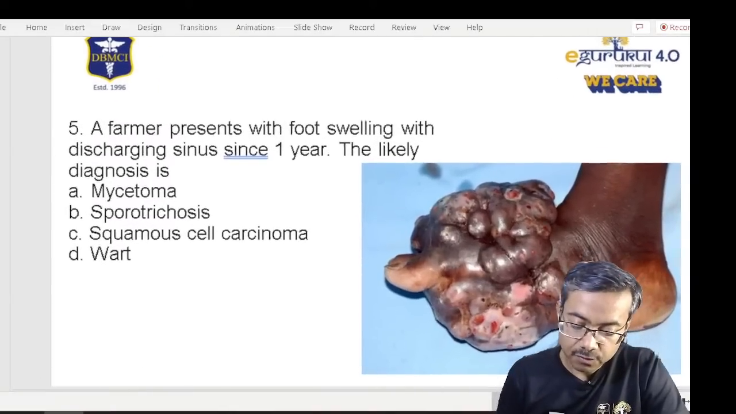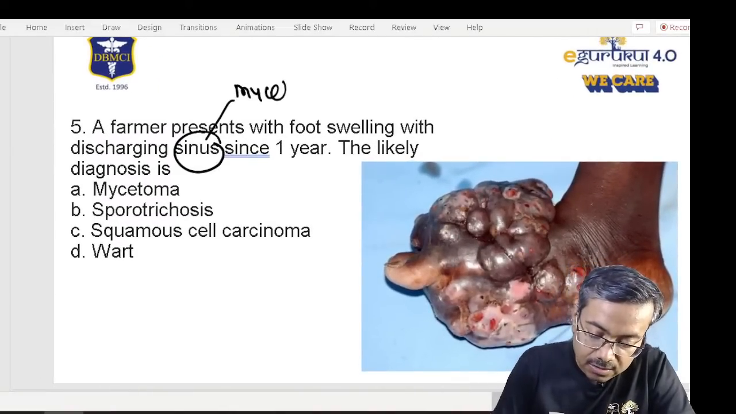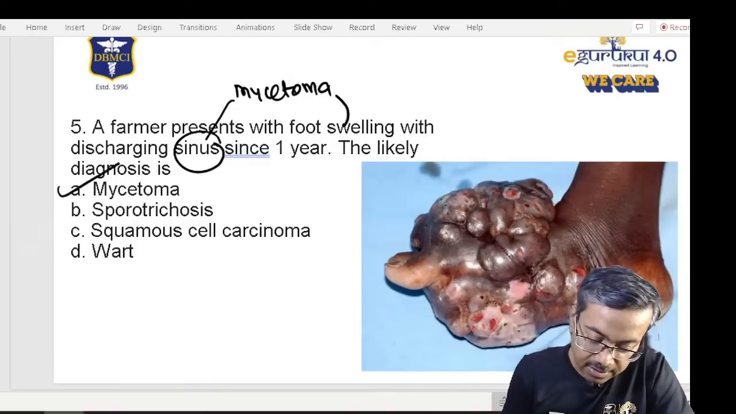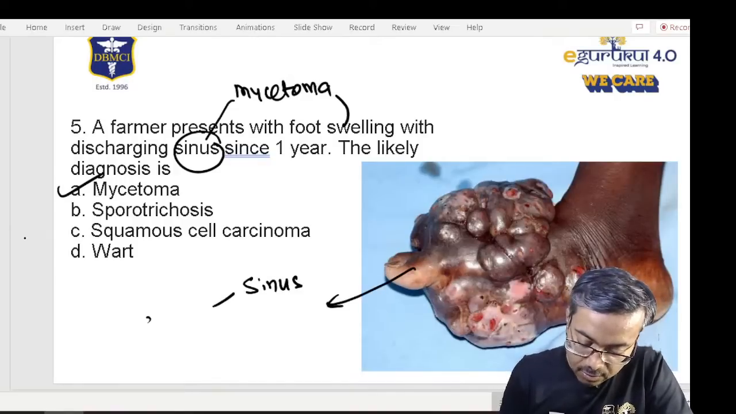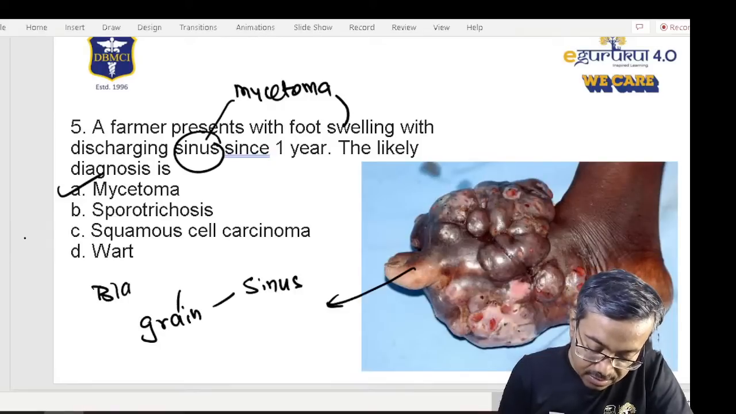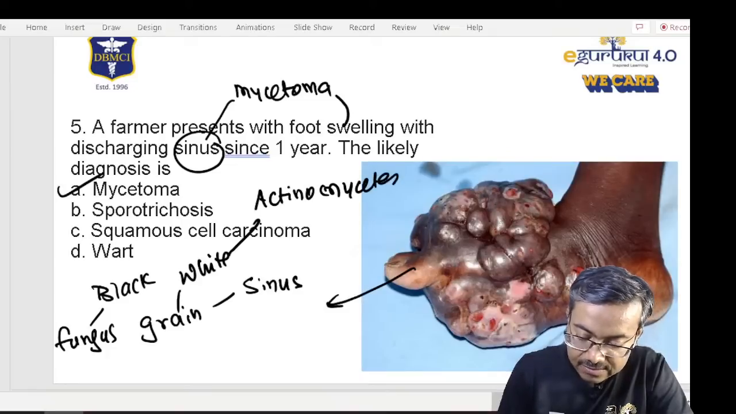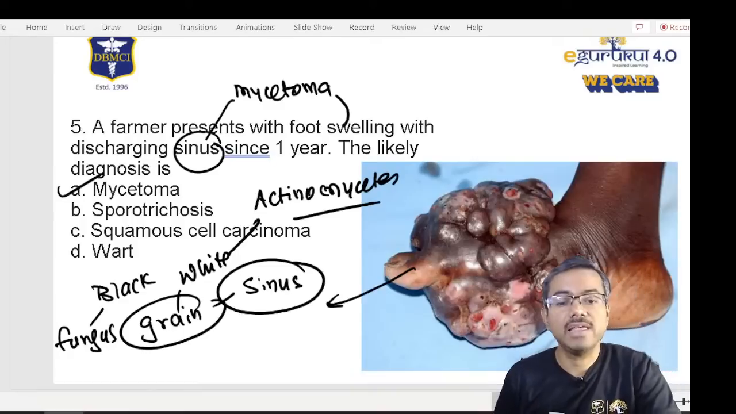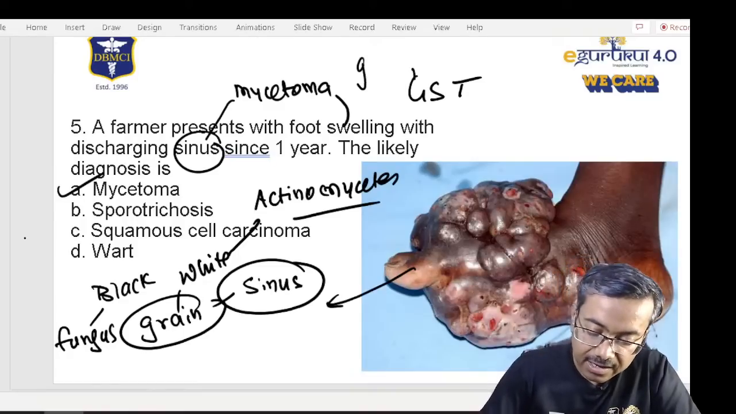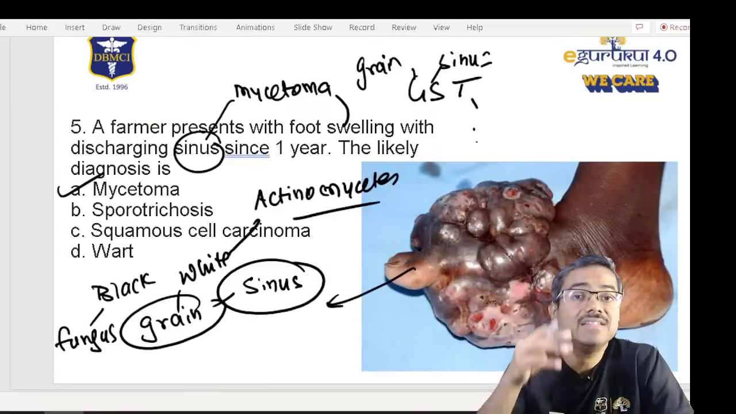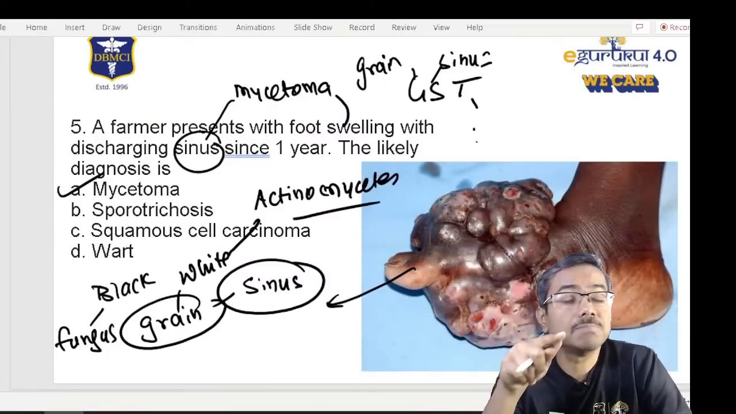Okay. A farmer presents with foot swelling and sinus. Somebody had asked me how mycetoma looks. This is the sinus. Can you see the sinus? Huge. What a bad looking disease, right? And this is going to be a mycetoma. You will have a sinus there and you will have a grain there. If the grain is black, then you call it fungus. And if the grain is white, then you call it actinomycetes. Okay. So grain, sinus and swelling, the mnemonic is GST: grain, sinus and tumor. Everybody, grain, sinus and tumor is a mycetoma.